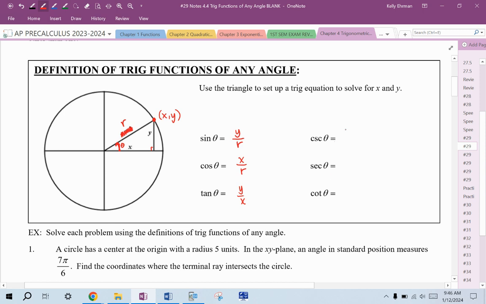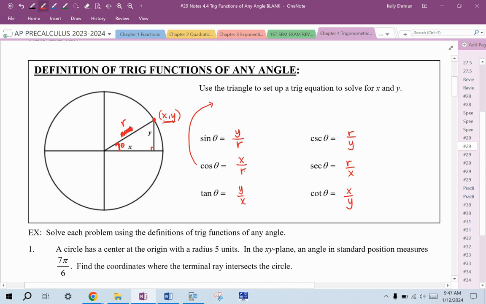The reciprocal functions are still just reciprocals, so cosecant will be r over y, secant will be r over x, cotangent will be x over y. And so what we're often interested in doing on this AP test is figuring out what are the coordinates of x and y if they give you an angle and they give you a value of r? So it's useful to rearrange the sine and the cosine formulas and solve them for x and y so that we have a quick formula for how to figure this out.